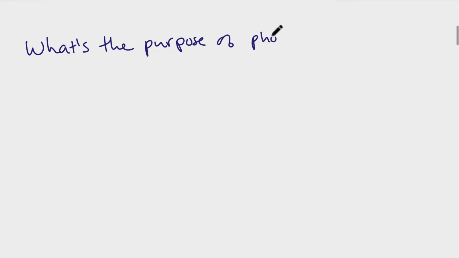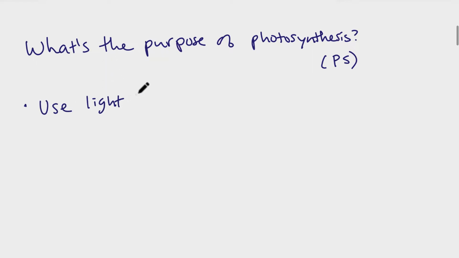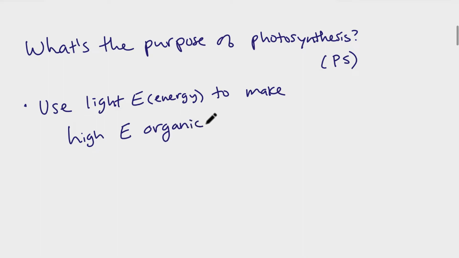This lecture gives an overview of the process of photosynthesis. So first we need to ask, what's the purpose of photosynthesis? Sometimes I'll abbreviate photosynthesis as PS. The overall process is using light energy, big E is energy, to make high energy organic molecules.